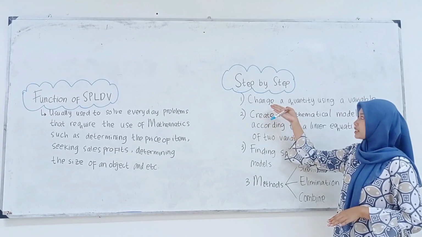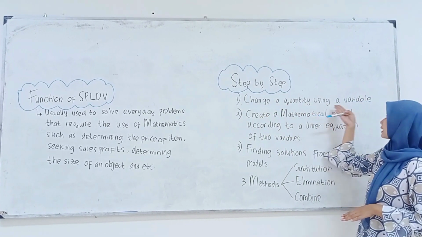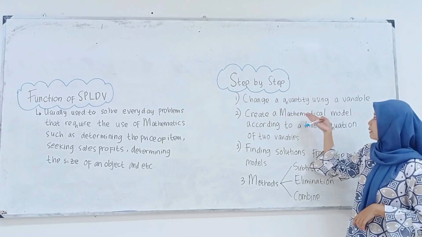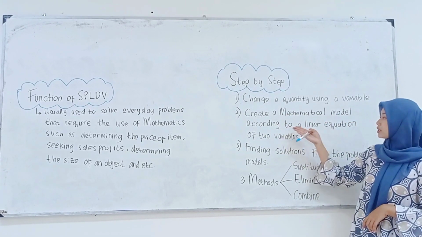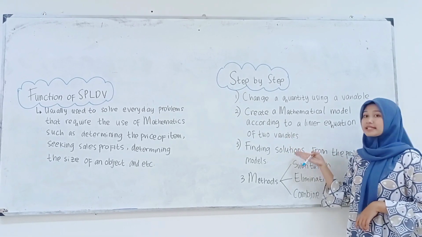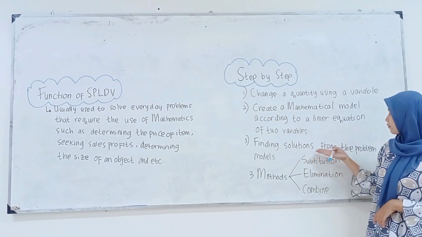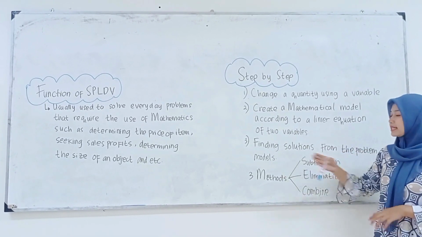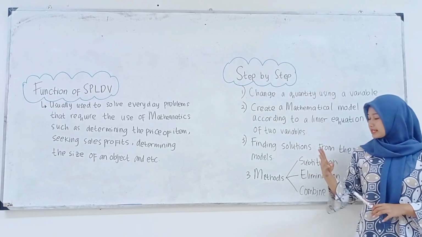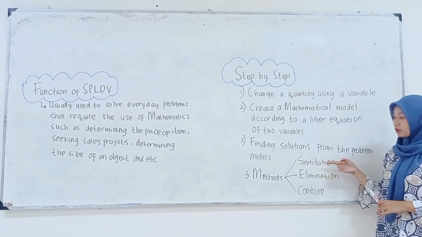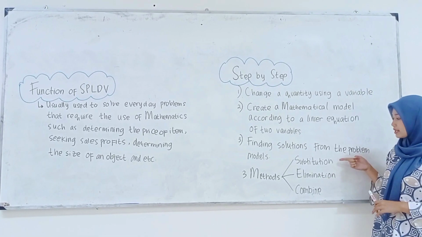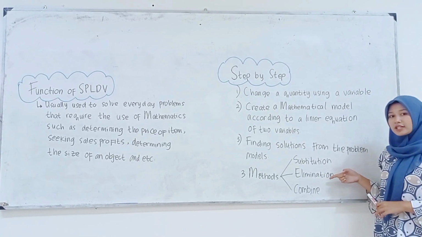The first step is to change a quantity using a variable, the second step is to create a mathematical model according to a linear equation of two variables, and the last step is finding the solution from the problem model. And then we can use three methods. The first method is substitution, the second is elimination, and the last is a combination of substitution and elimination.